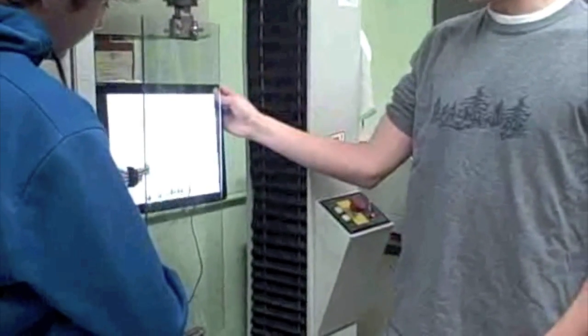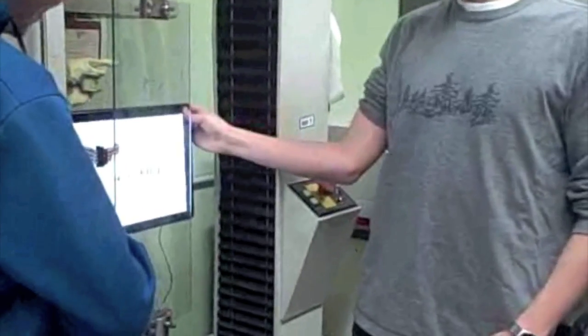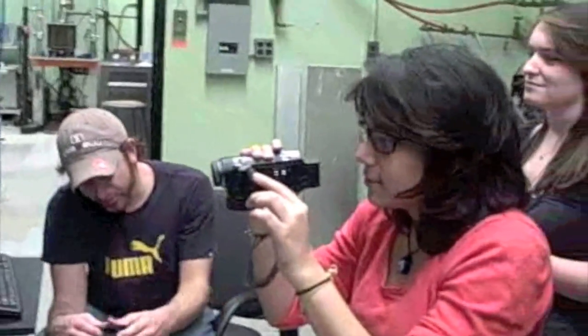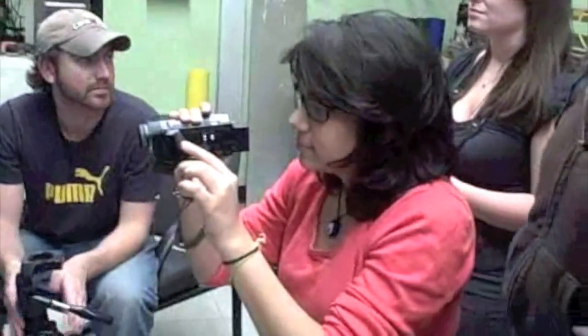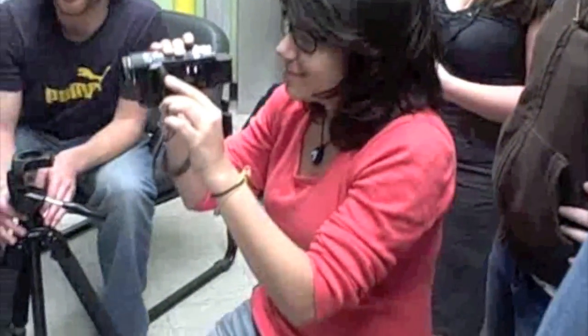To observe this effect in real life, we use the Instron machine. Using a polarized light source behind the sample, the polarizing filter on our camera captured the polycarbonate being loaded and unloaded.